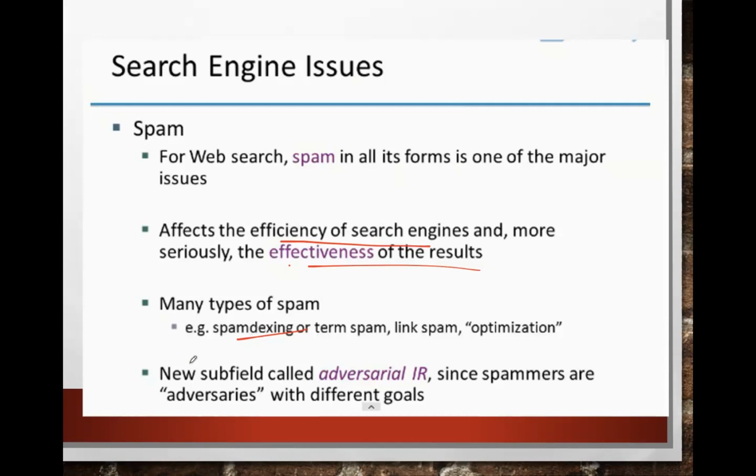And the last one here, you can see a new subfield which is called adversarial IR, or adversarial information retrieval. It includes the study of methods to detect, isolate, and defeat manipulations. So this adversarial IR is used to study, or it provides us, the methods to detect, isolate, and defeat manipulations. And there are various other examples of spamdexing, like link bombing, comment spam, spam blogs, malicious tagging, etc.